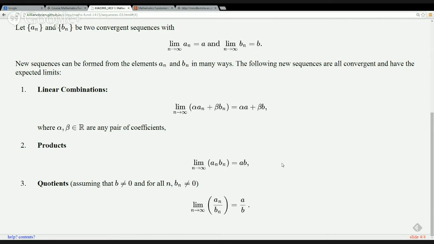Because we know that the sequence a_n converges to a and b_n converges to b. So we know that this absolute value can be made as small as we wish, and so can this one. And we just want to make them small enough, these two absolute values, the absolute value of a_n minus a and b_n minus b, so that the absolute value star up here is strictly less than epsilon. Okay.